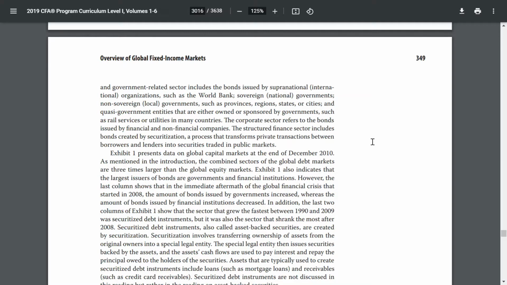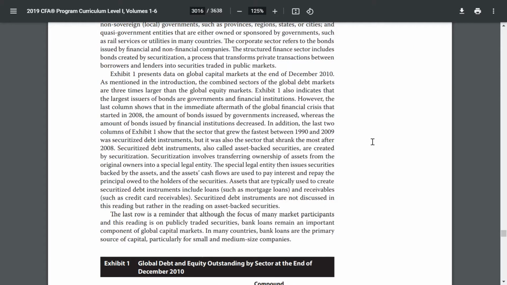The corporate sector refers to the bonds issued by financial and non-financial companies. The structured finance sector includes bonds created by securitization, a process that transforms private transactions between borrowers and lenders into securities traded in public markets. Exhibit 1 provides data on global capital markets at the end of December 2010. As mentioned in the introduction, the combined sectors of global debt markets are 3 times larger than the global equity markets. Exhibit 1 also indicates that the largest issuers of bonds are governments and financial institutions.